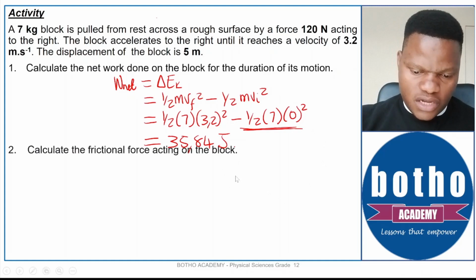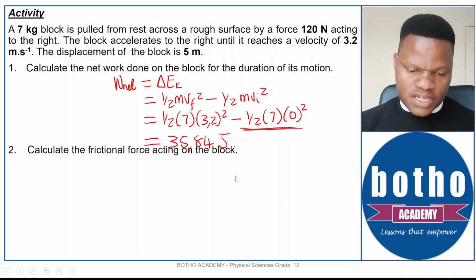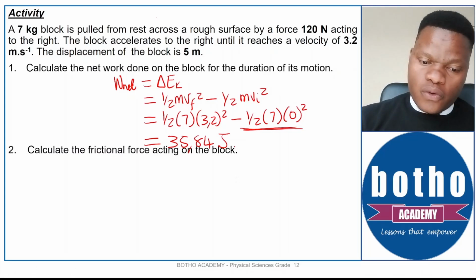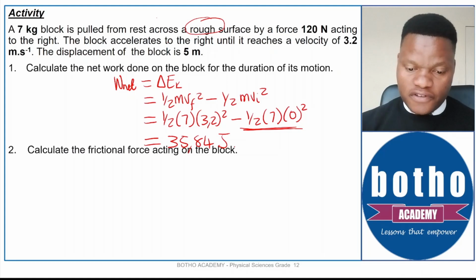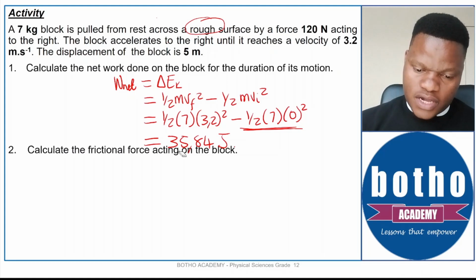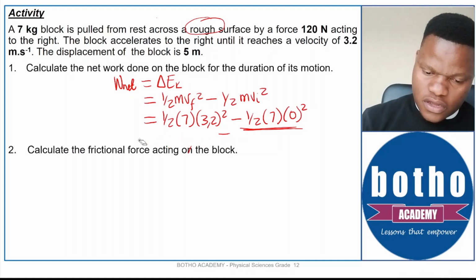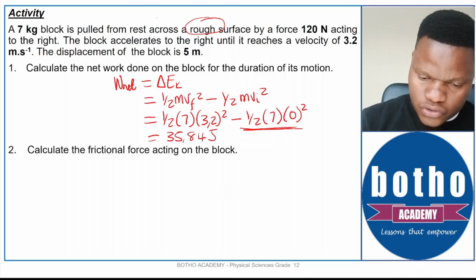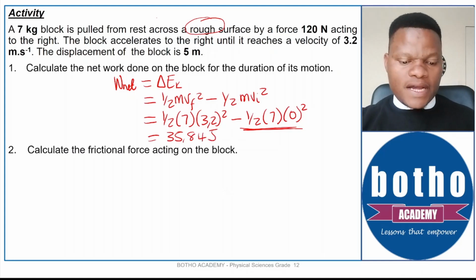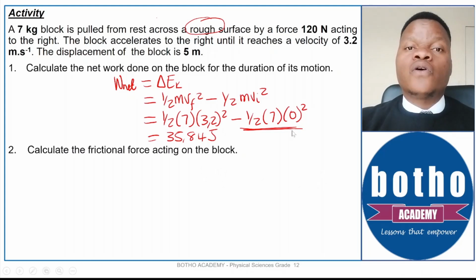Now the second question says calculate the frictional force acting on the block. Remember, we were told that this is pulled across a rough surface, so there's definitely a frictional force there. We are calculating the frictional force. Let me just remove that answer there. It was 35,84 joules, just so that we can all see. Calculate the frictional force acting on the block.